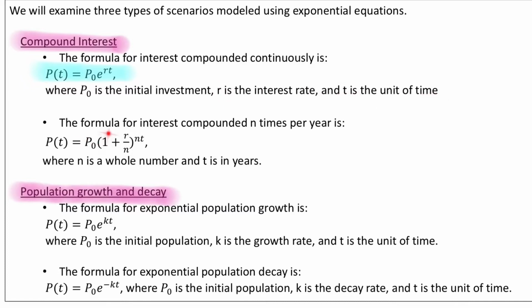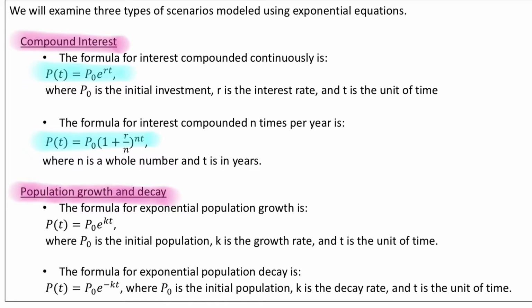All right, then this one says the formula for interest compounded n times per year is given by this formula here. So the variables are the same here for P0 and r and t, but you have this additional variable n, where n is a whole number. The whole number n is how many times per year that your interest is compounded.